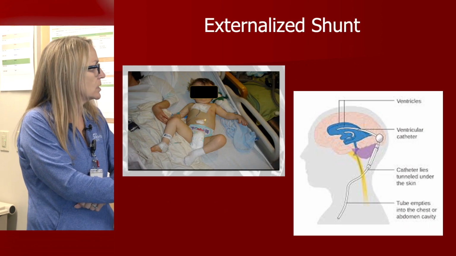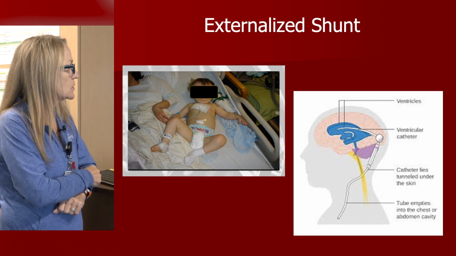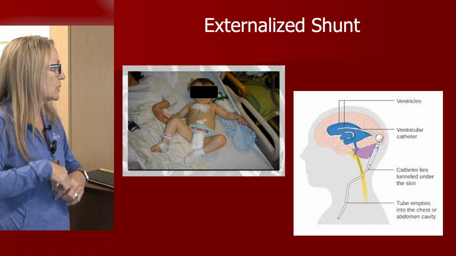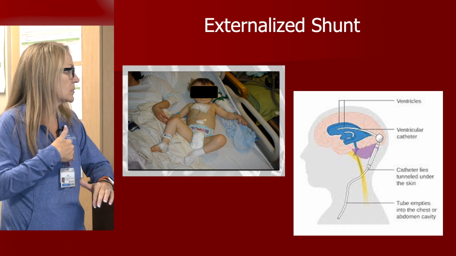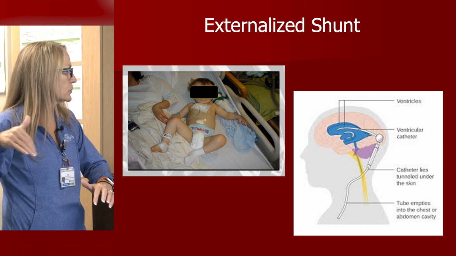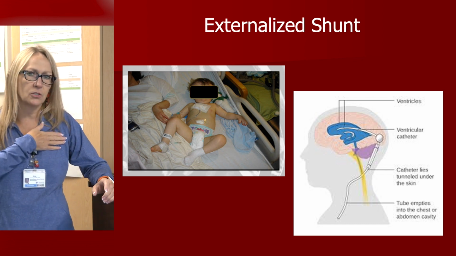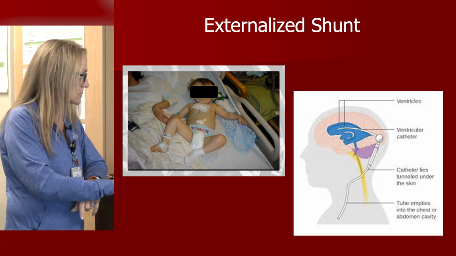So that's the picture of an externalized shunt. I didn't have a picture of that up there. The catheter is in the ventricles, just like on the EVD, and then we pull that out, and you can see on the chest of that little baby that the tubing is externalized and it goes to a drain. You just can't see the drain, but there's a bandage over that. So sometimes it's kind of chest, sometimes it's upper belly where the externalized shunt is.